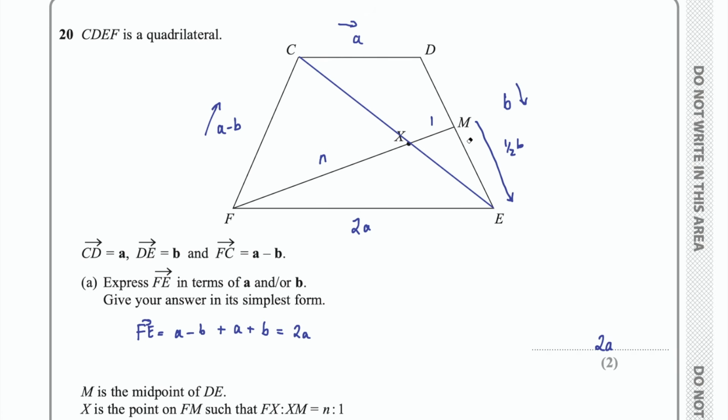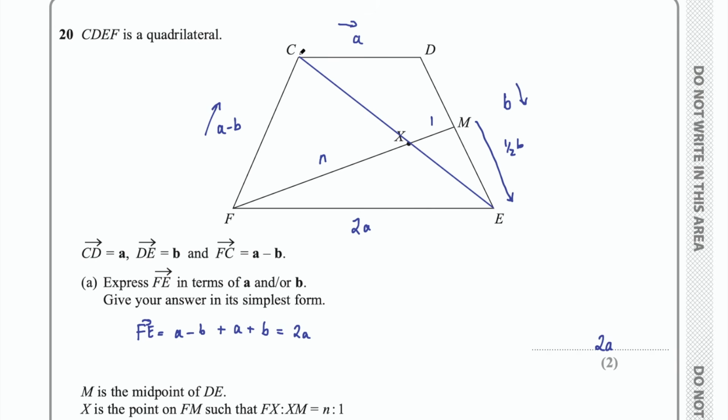This is expected knowledge at GCSE: vectors that lie parallel or on the same line have the same scalar multiple. So we know CE is a plus b. Then we need to find either CX or XE. You can do either one, just as we could find FX or XM. You can use either part of that line. I'm going to do CX, but it doesn't make much difference whether you do CX or XE.